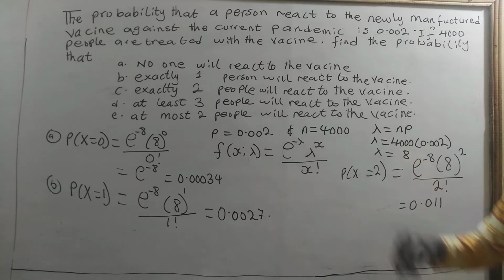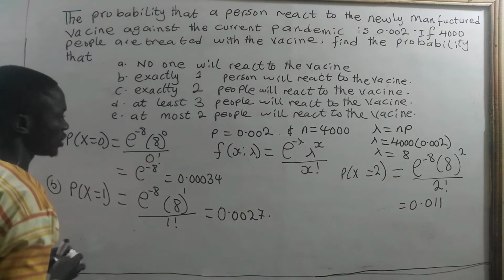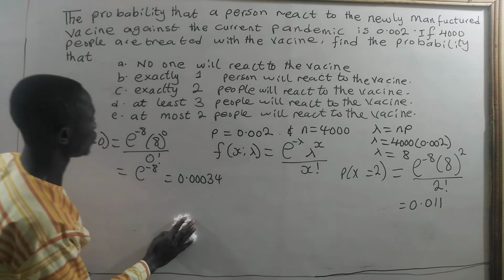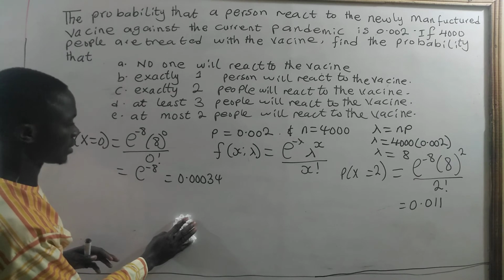Now, let's look at the D. At least 3 people will react to the vaccine. At least 3 people will react to the vaccine. So let's clean these places. Oh, I shouldn't have done it, but no problem.